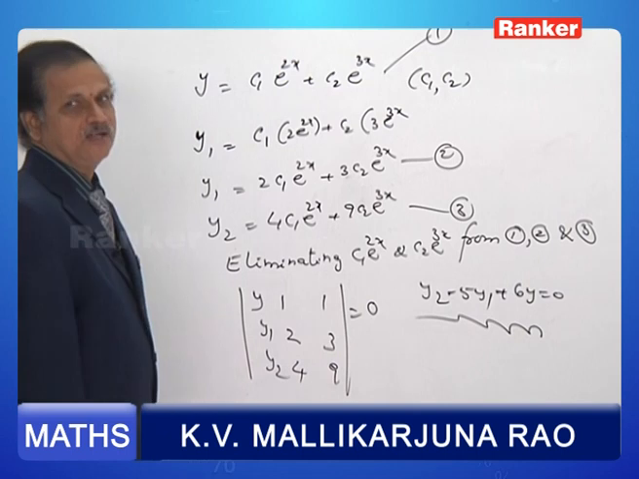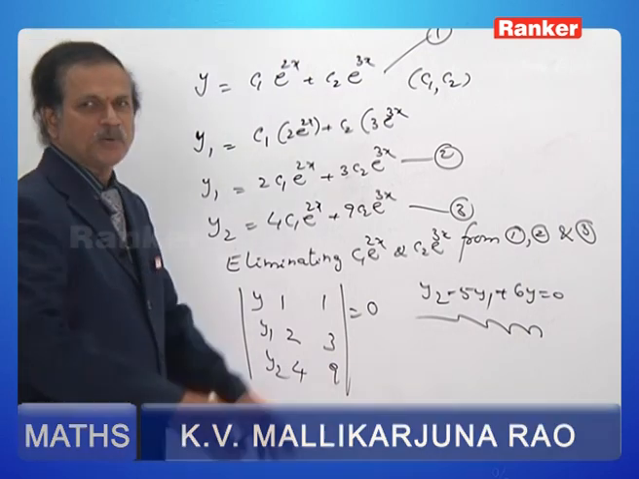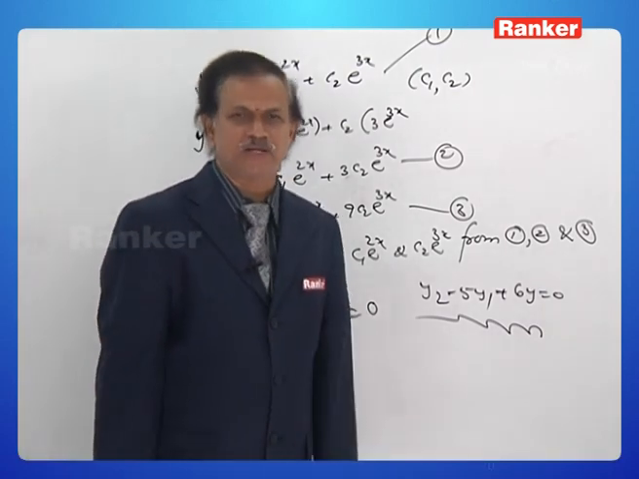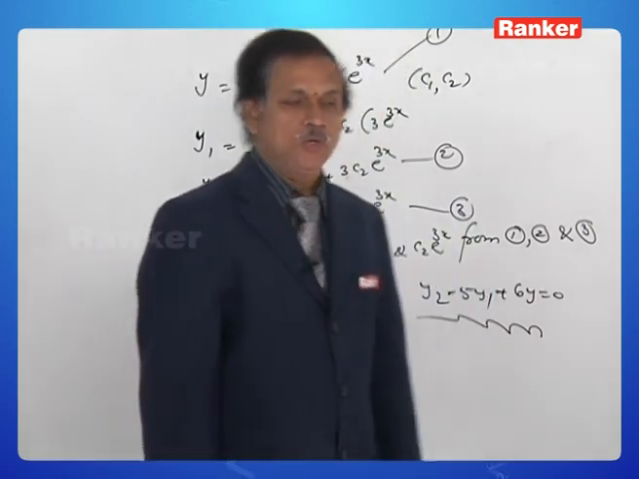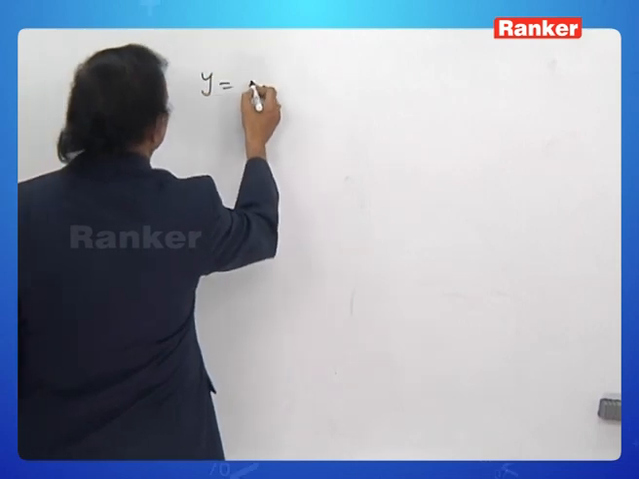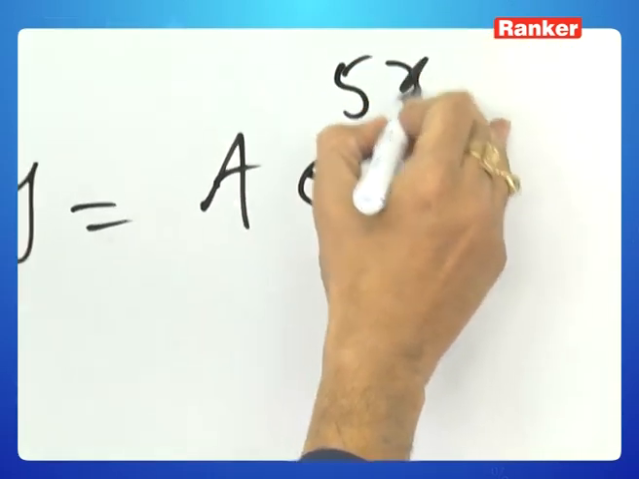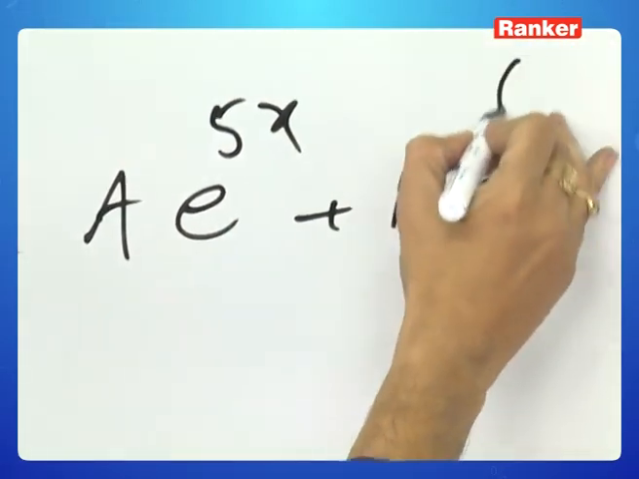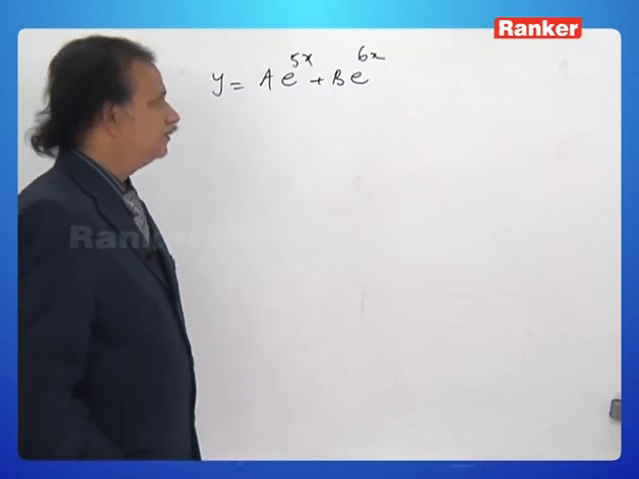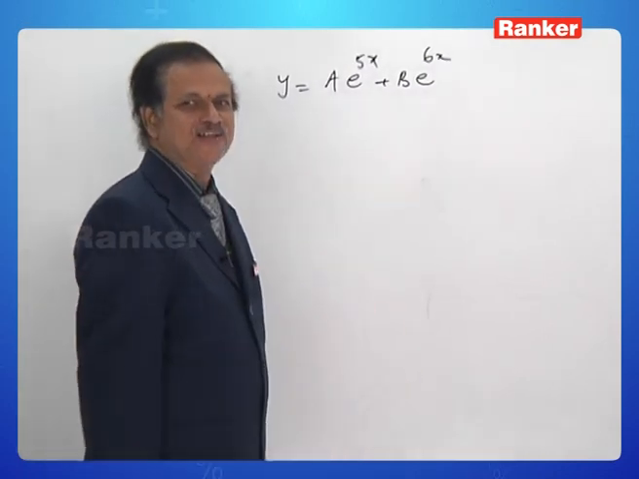This is the process of eliminating the required constants. Of course, it will be quite possible in problems of this kind. At times, it might be possible in other different problems also. Well, let us observe one more such thing. Y is equal to a into e power 5x plus b into e power 6x. A similar problem to the previous type. Okay, there is a small hint involved here. We shall explore that hint.